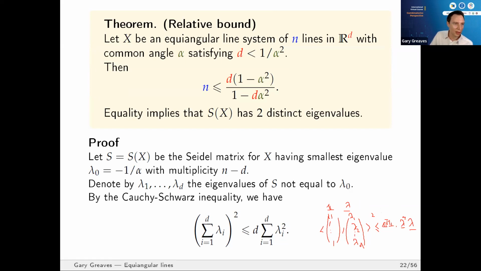Okay, good. So if we look at this inner product, we'll get 1 times lambda 1 plus 1 times lambda 2 and so on. And then the whole thing squared. That gives you the left-hand side. And this one, inner product of 1 with itself is just 1 plus 1, d times, so d. And then inner product of lambda with itself is just lambda 1 squared plus lambda 2 squared and so on. So that's the Cauchy-Schwarz inequality helping us out.